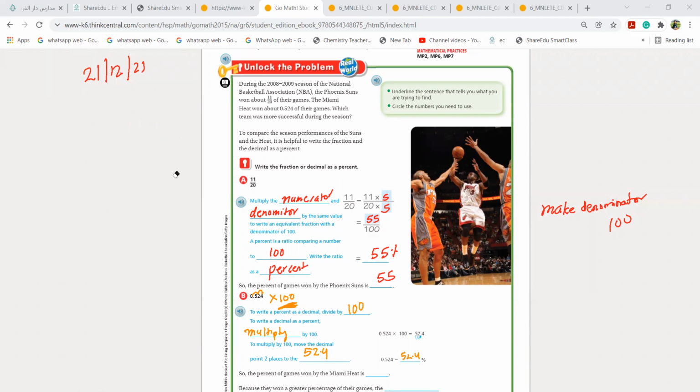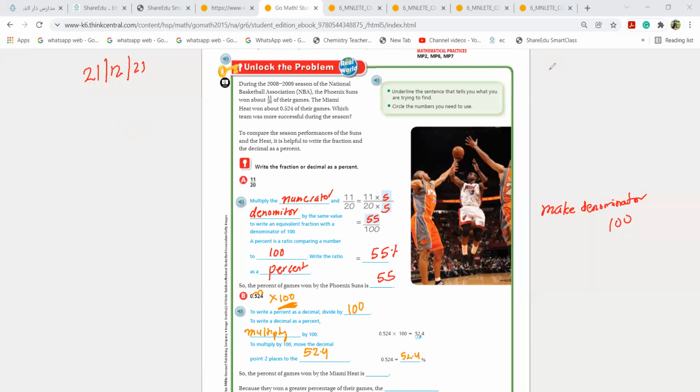Again, I repeat. Miss, from where did you get the 4 and how did you get the 52? What do you multiply with? The denominator. You multiply with the numerator, and then you add them together. After multiplying, you add them. Multiply together and you get an answer, and that is the percentage.